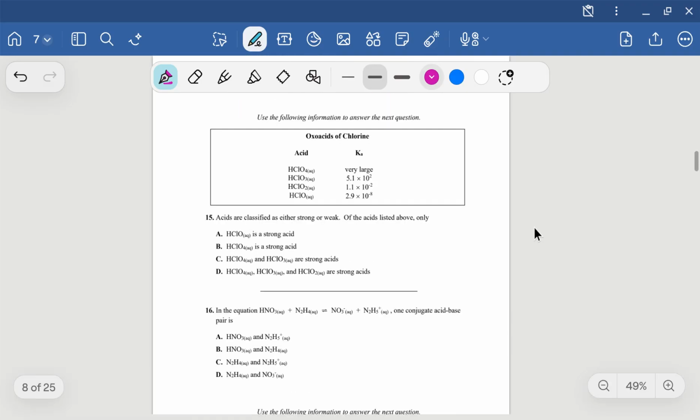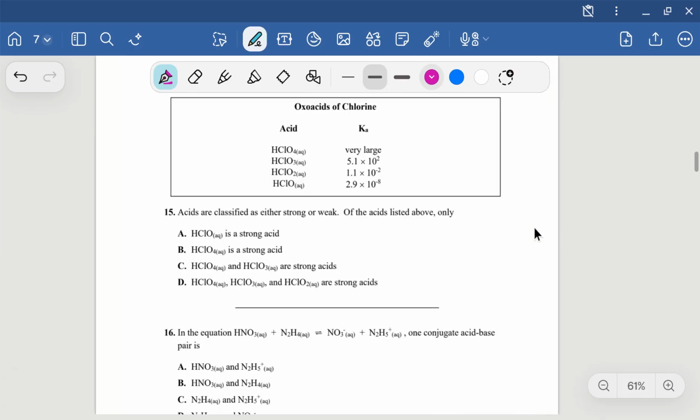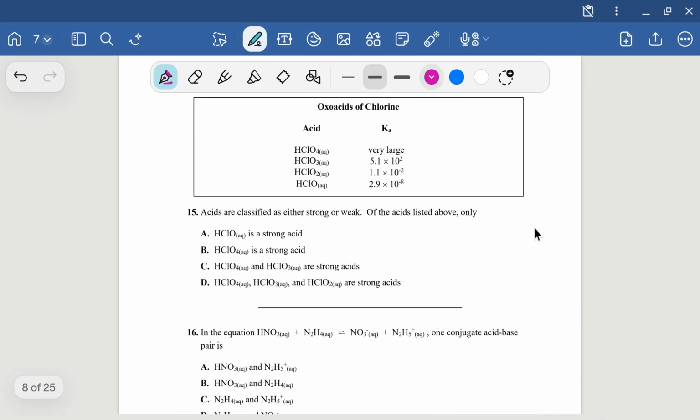This one is just a theory question. So question number 15, you have some information about some acids and then asked if they're strong or weak. So if you take a look at your data booklet, the strongest acid you have that still has a Ka is an exponent of 10 to the -2. Anything above that is considered fairly large. So we know if it's fairly large, it's a strong acid, but this value is also fairly large, 5.1 times 10 to the power 2.